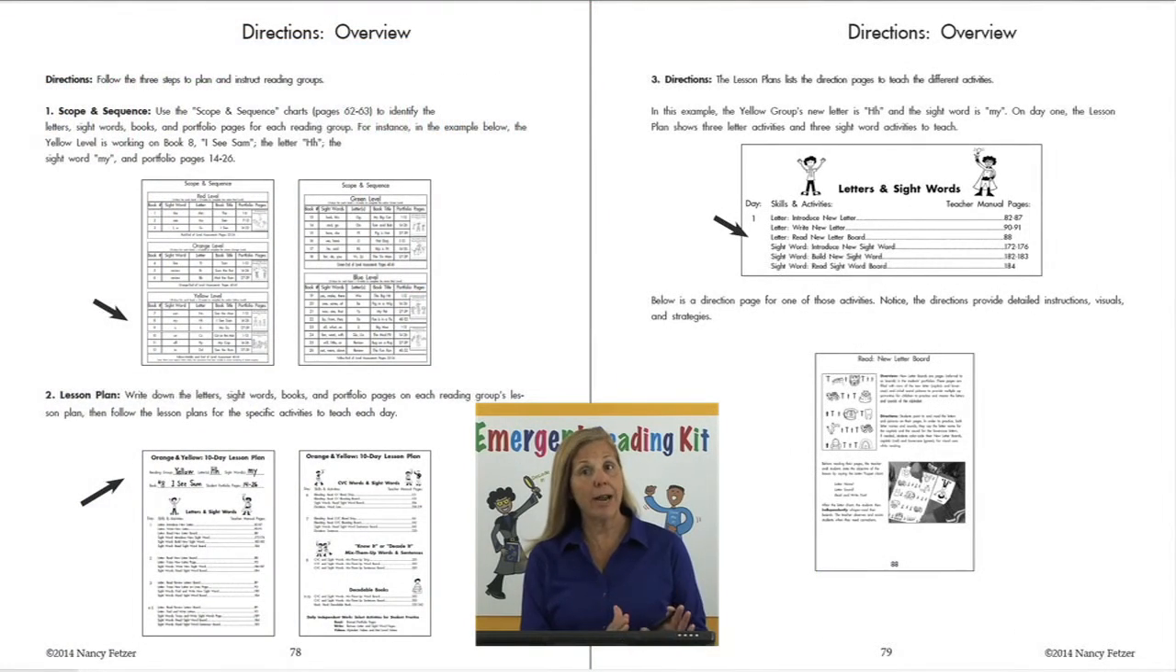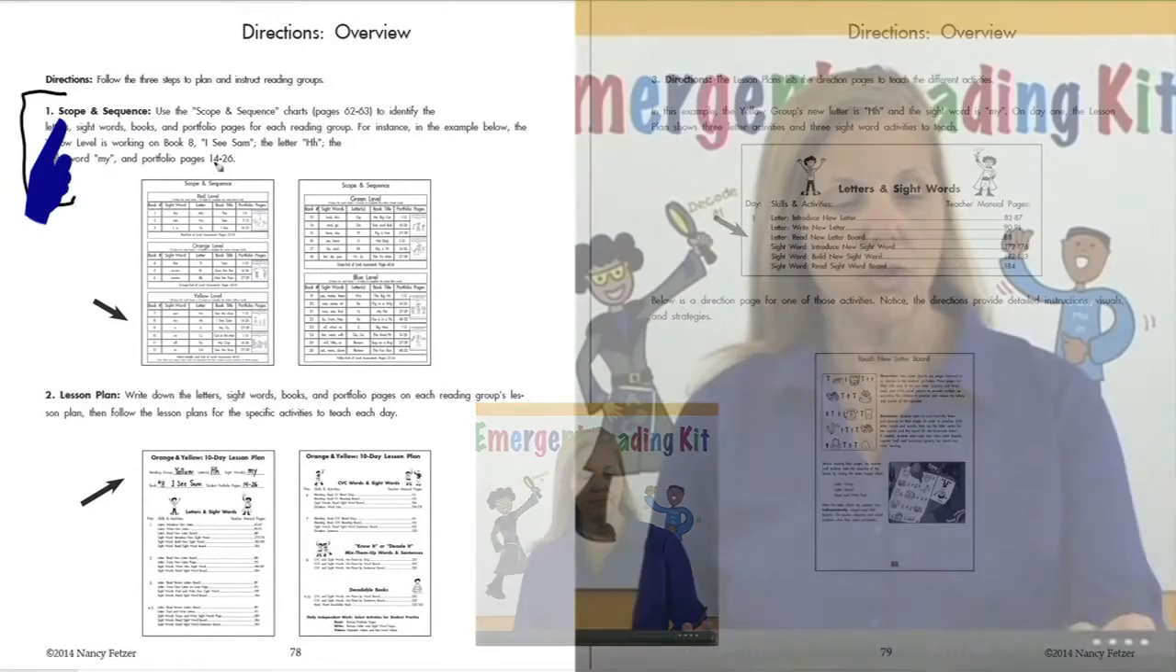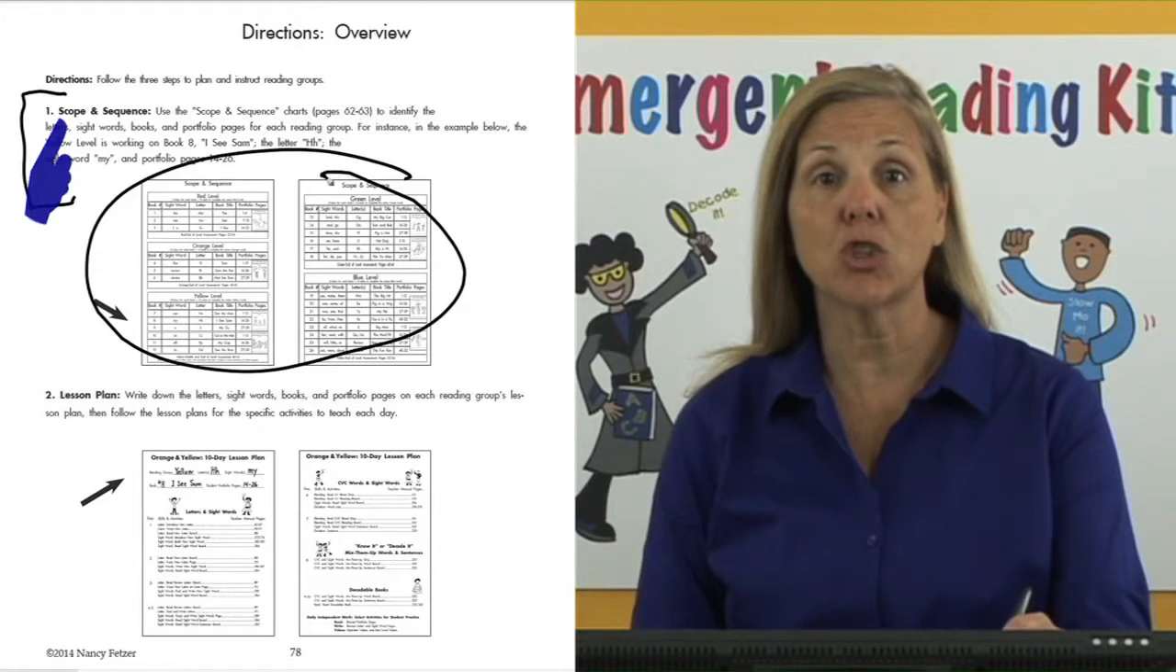Before you go to those direction chapters, please turn to pages 78 and 79 to walk through an example of how to use the scope and sequence, the lesson plan, and then the direction chapters to plan and instruct your reading groups. Step 1. Start with the scope and sequence charts.